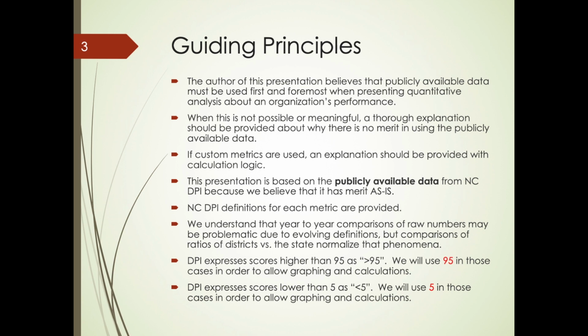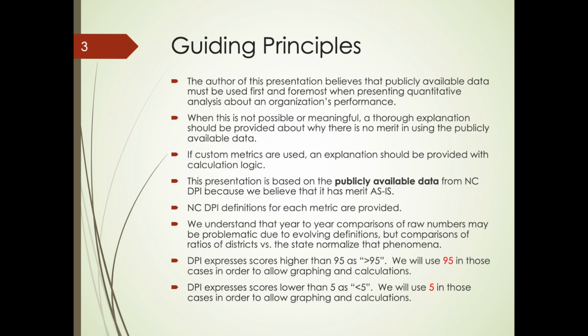So this presentation will be citing publicly available data from the NCDPI. I understand that some of the metric definitions have changed from year to year, and sometimes we have to take that into consideration, and also there's ways to work around that. I think using ratios of district data or local data to a baseline or a normal group of test takers, such as the state, can help normalize that phenomena.